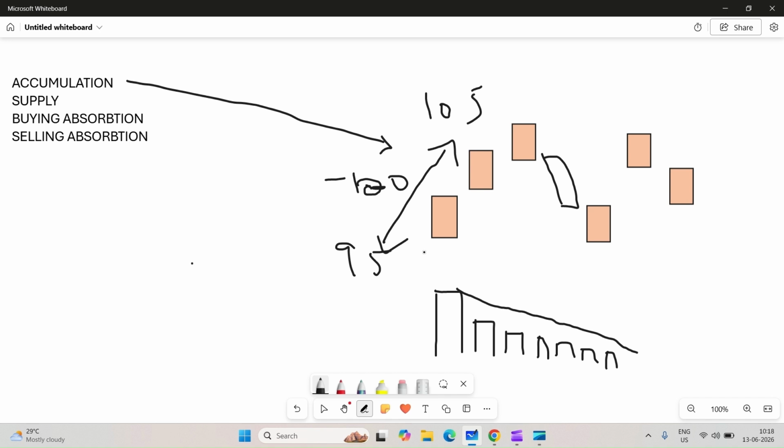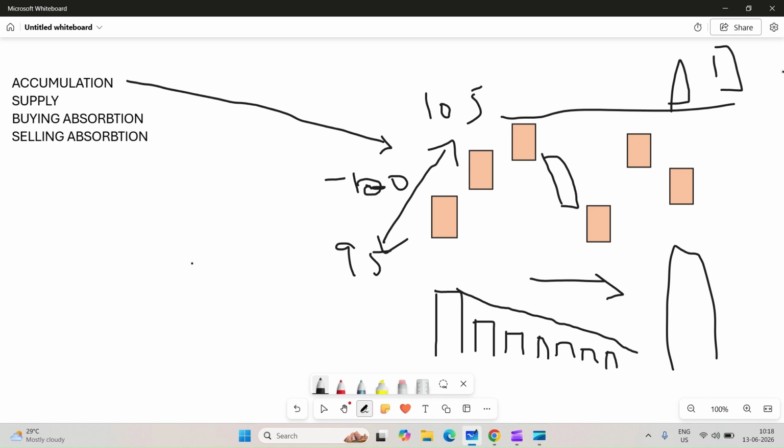Okay, and once their inventory is full, once they are done purchasing at that level, then you will see the price will move. Okay, and this is when price moves above this range, that's when people talk about the stock. Why? Because then the volume starts increasing. Means then other retail investors come, you know, and other parties come.